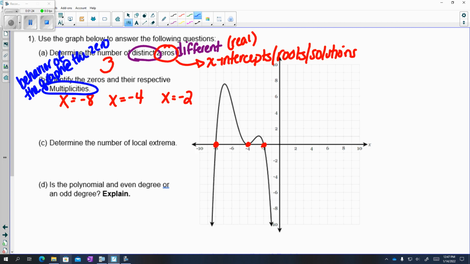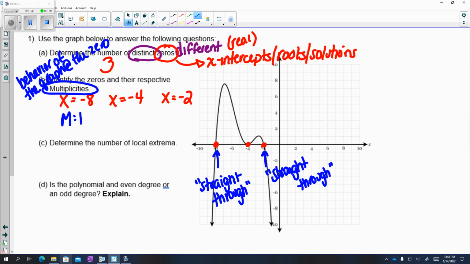So if I'm looking at my x-axis at x equals -8 and at x equals -2, these are both what we call straight through. And because they are straight through, they have a multiplicity of 1. At x equals -4, this is a bounce. It's tangent to the axis because it hits my axis and turns back around. So that's a multiplicity of 2.